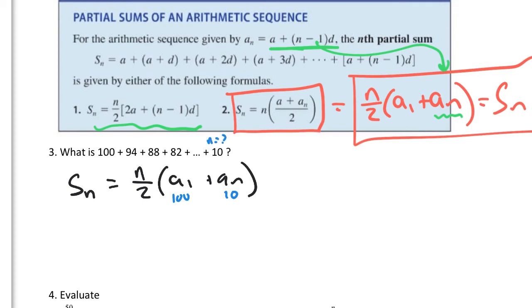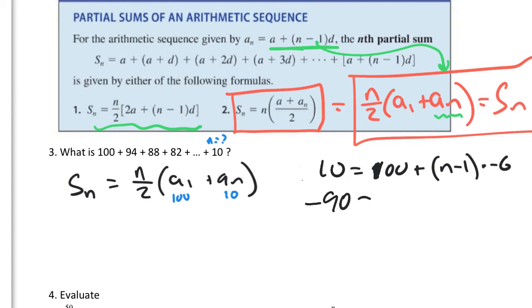Well, I can do that using my a sub n formula. I know my first term is 100 plus n minus 1 times d. Common difference I can tell is negative 6. And instead of a sub n there, I'm going to actually plug in the term value I want to find, 10. So I'm going to erase that to make this look a little bit better. If I know the term is 10, I use this formula to solve for n.